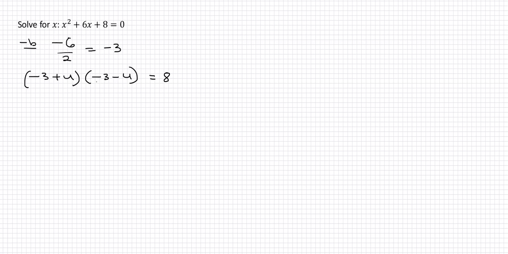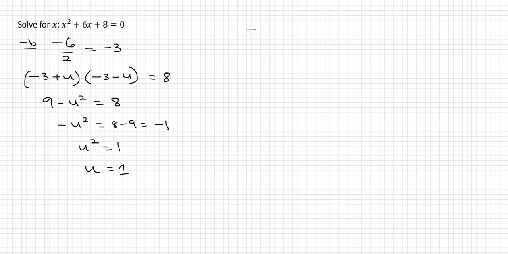So now let's simplify this. It's going to give us 9 minus u squared equal to 8. And now we're going to solve for u. So we have negative u squared equal to 8 minus 9, which is equal to negative 1. So u squared is equal to 1. Therefore, u is equal to 1. So now, in this case, you don't have to worry about the plus or minus because you end up with the same values. So we're just going to focus on using the positive.